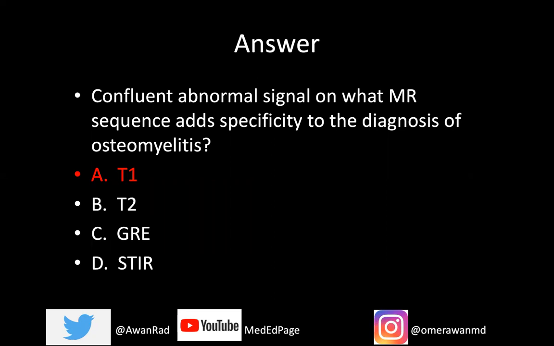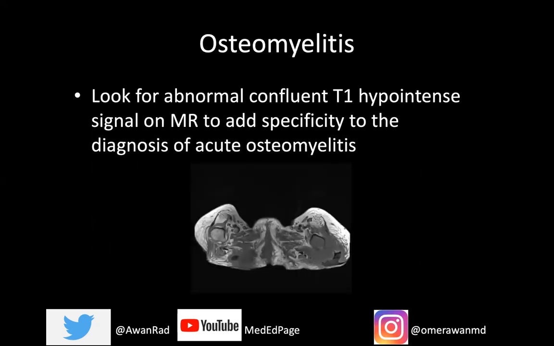So we often look at confluent dark signal that replaces the marrow on T1, and that's what we see here, okay? So very important, again, for the core exam. Osteomyelitis, T1, confluent dark T1 signal adds specificity to the diagnosis of acute osteomyelitis.